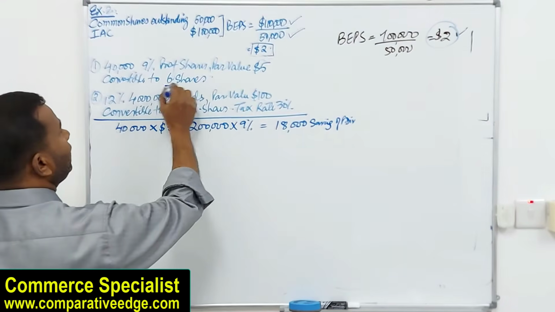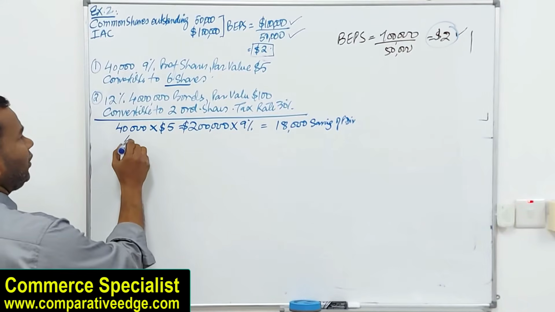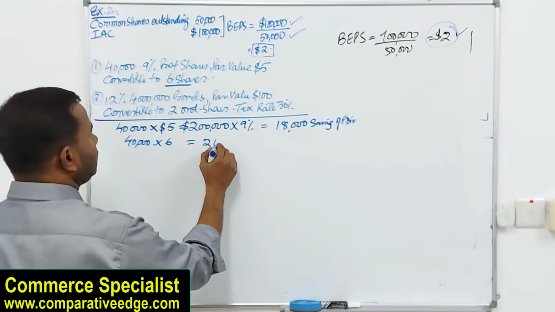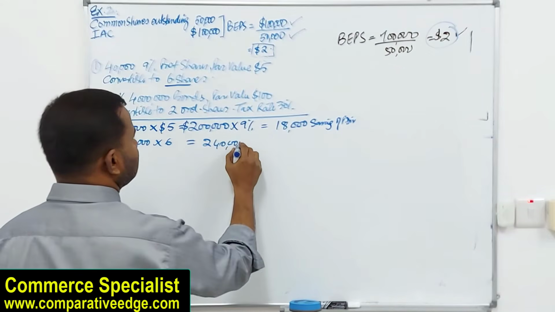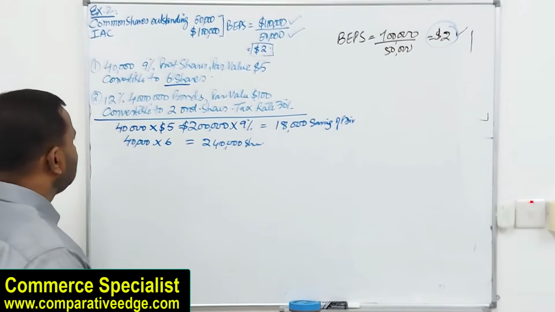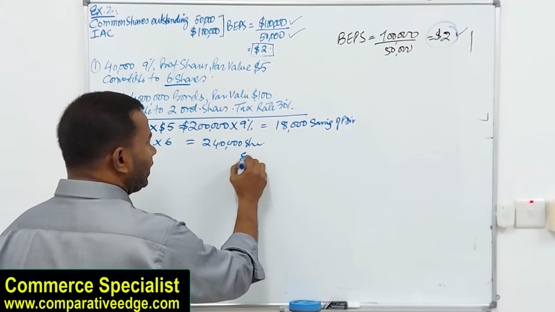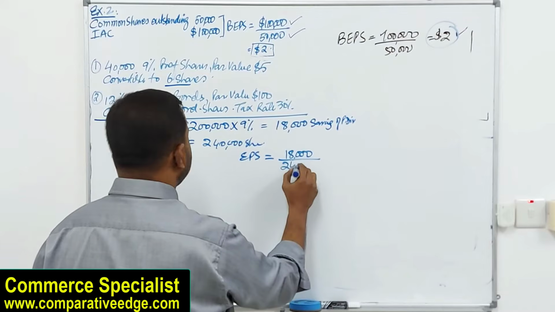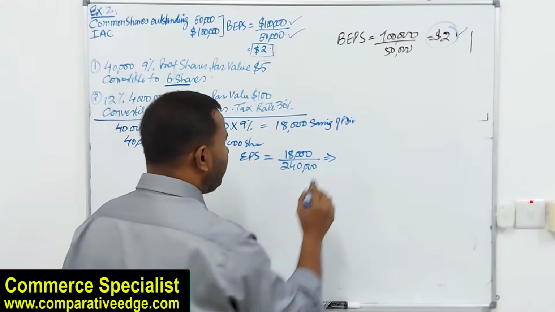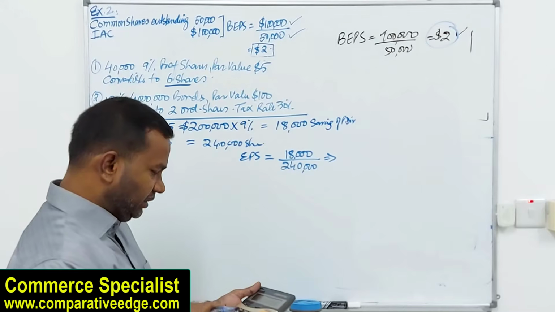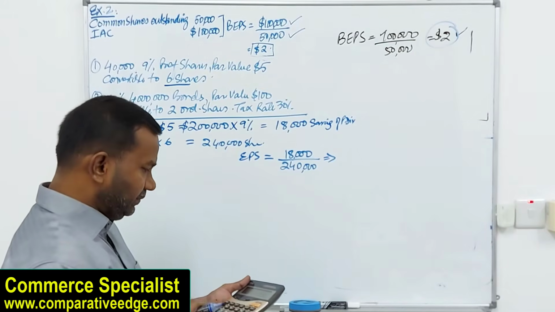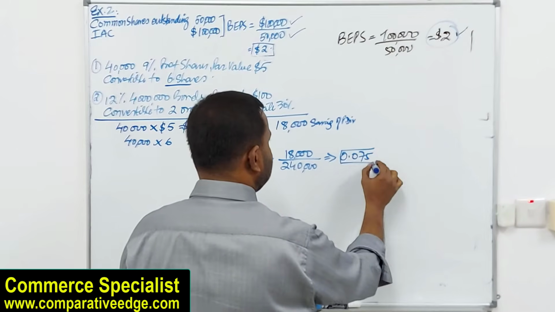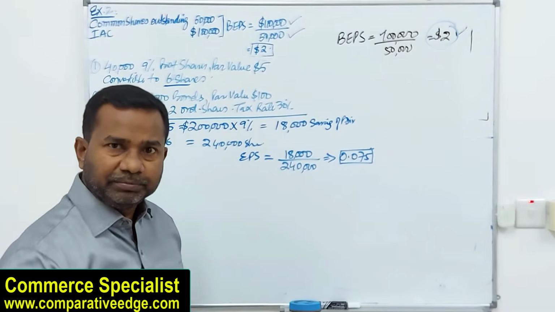Now let's look at the number of shares. It says each share convert into 6 ordinary shares. So there are 40,000 shares, each convert into 6. So that will be 240,000 new shares. So the EPS effect will be 18,000 divided by 240,000. It's 0.075. This is very important because we need to rank them.